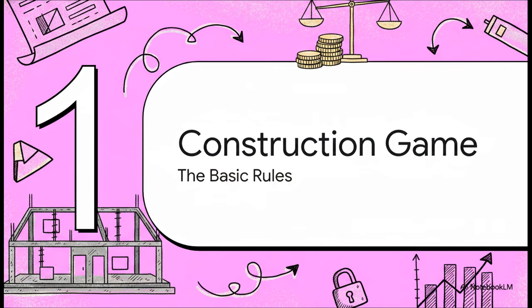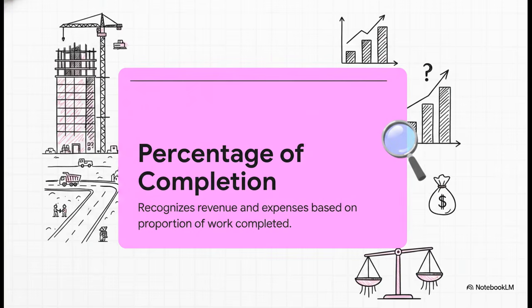To catch our villain, we first really need to understand the foundational rules of the game they're playing. Basically, everything hinges on this one definition, the percentage of completion, or POC. Because building a skyscraper or highway takes such a long time, companies obviously don't just wait until the ribbon-cutting ceremony at the very end to declare their profits.